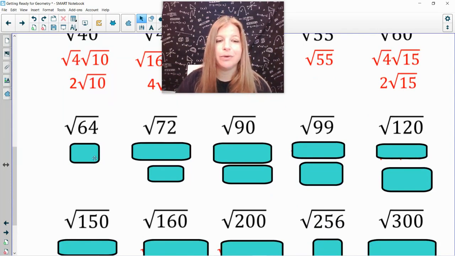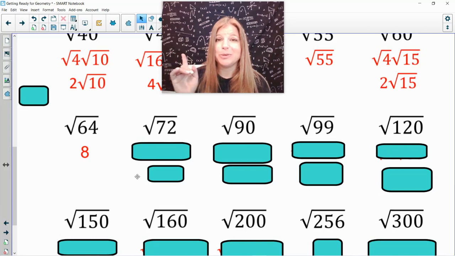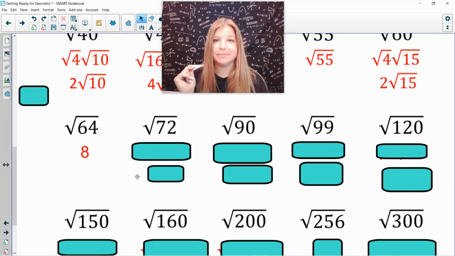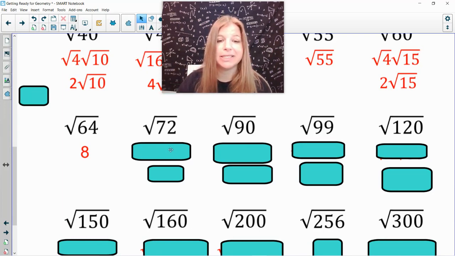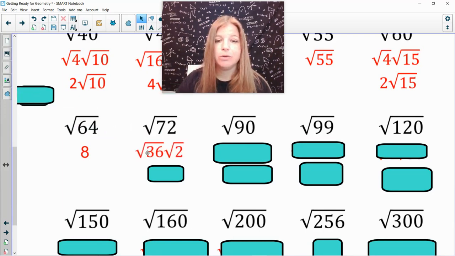Okay, square root of 64 is just 8. 72. 72 works with the perfect squares of 4 and 9, but it's not the biggest. What's 4 times 9? 36. So radical 36 times radical 2, which is then 6 radical 2.